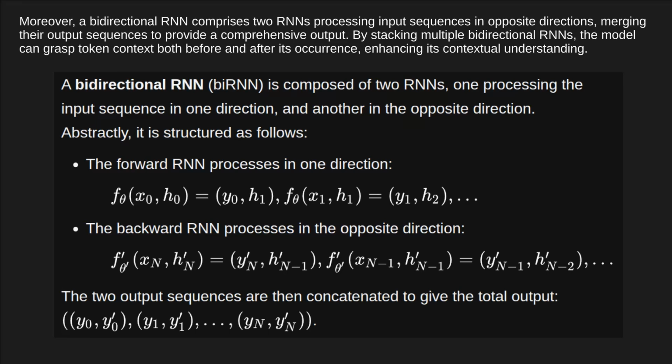Moreover, a bidirectional RNN comprises two RNNs processing input sequences in opposite directions, merging their output sequences to provide a comprehensive output. By stacking multiple bidirectional RNNs, the model can grasp token context both before and after its occurrence, enhancing its contextual understanding.